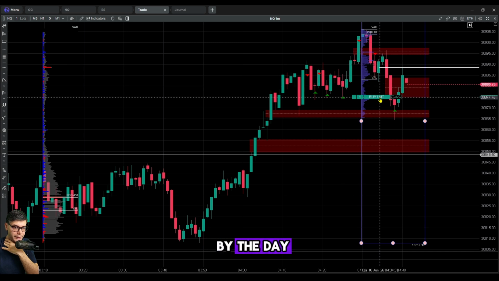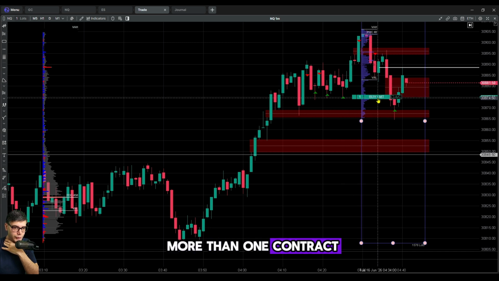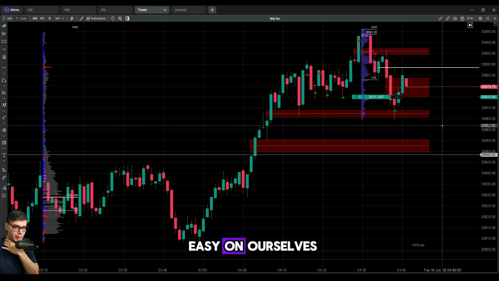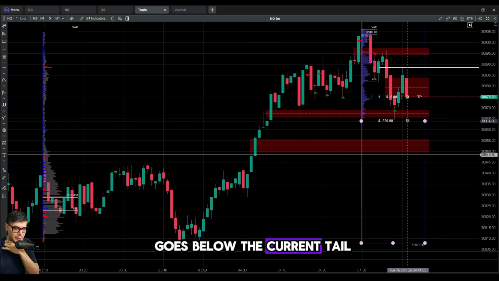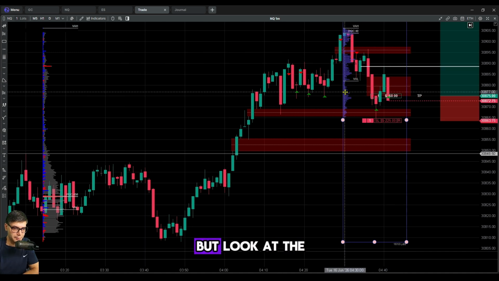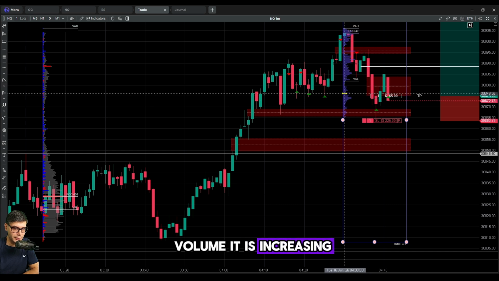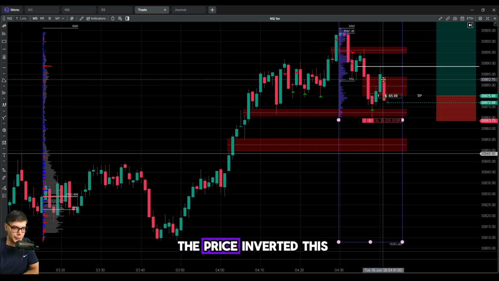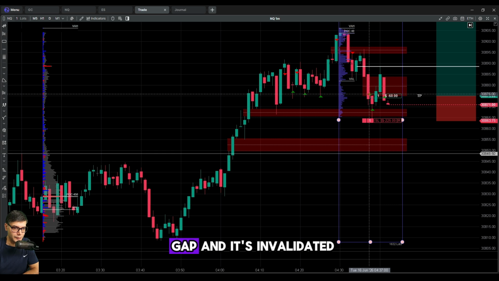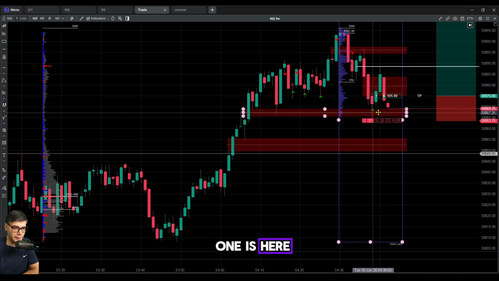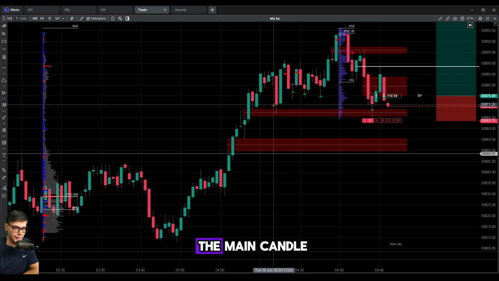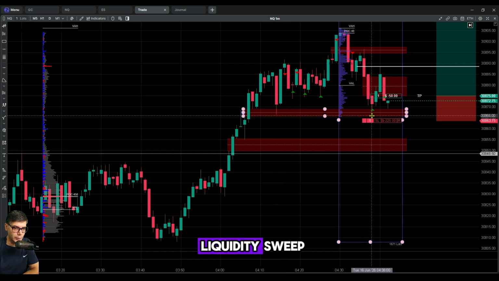Since we are up by the day, no need to risk more than 1 contract. Now we can go easy on ourselves. That order is active. Stop goes below the current tail. You will see still at the highs, but look at the volume, it is increasing. You might want to say the price inverted this gap and it's invalidated, but remember the main one is here. This is the main gap and this is the main candle. We just had a liquidity sweep, that's it.